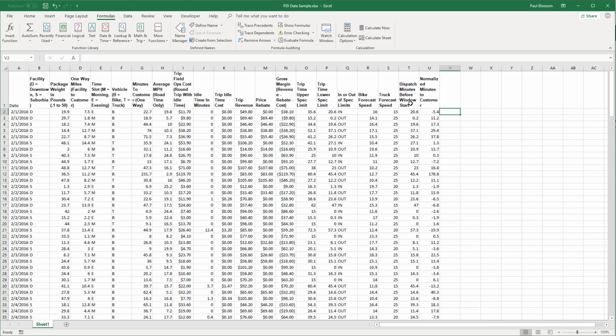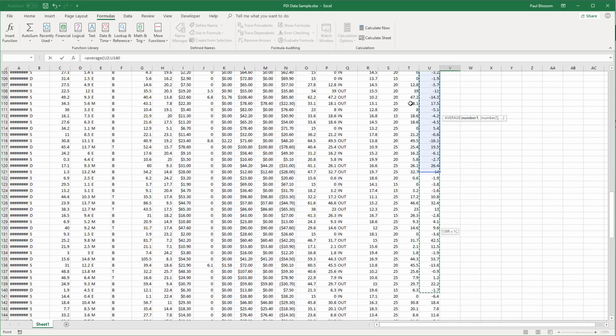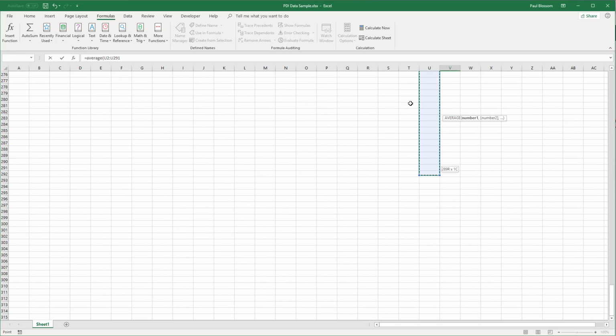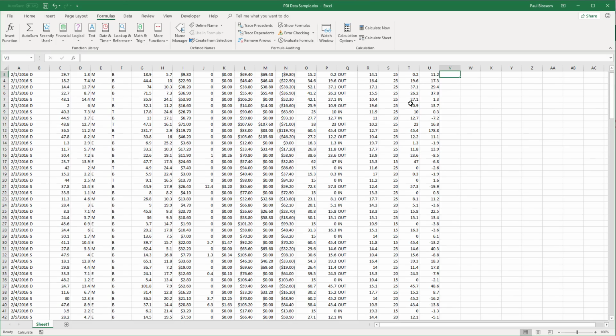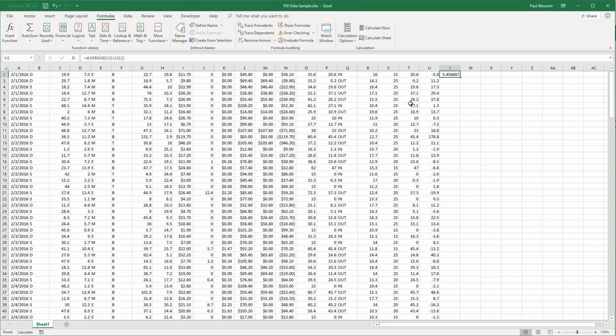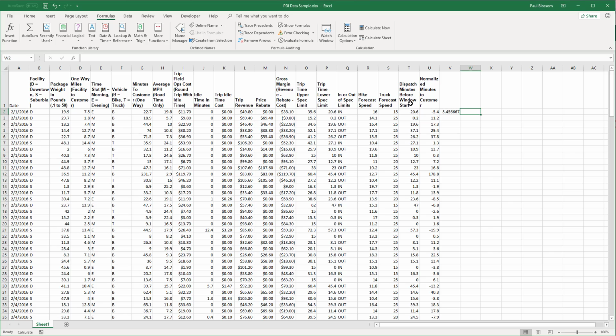And then I'm going to put the average here and the standard deviation. Because we need X bar, which is the average of these new numbers. So this is equal to average, open parentheses, highlight this whole mess. Oops, too far. Close parentheses. So that's the average.